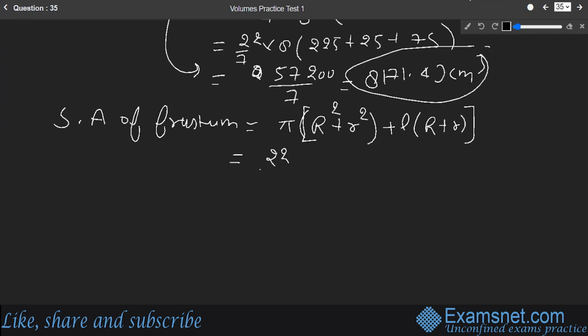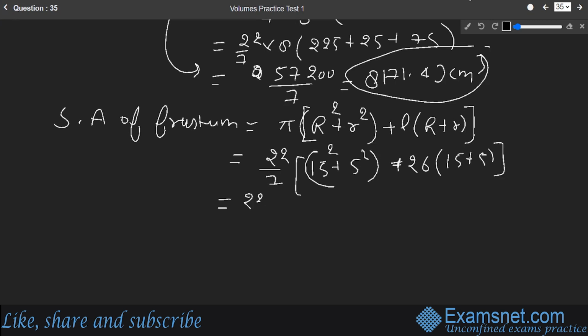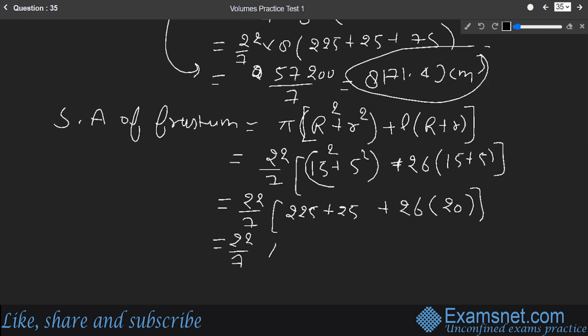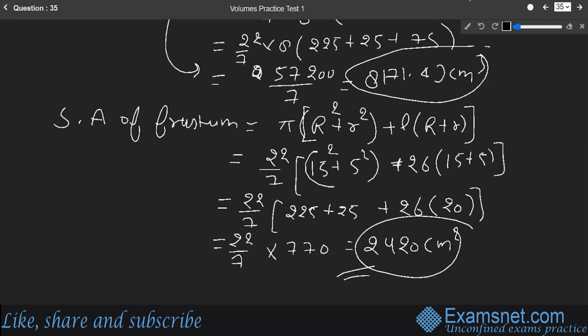It's going to be 22 by 7, capital R is 15 square, small r is 5 square, plus the slant height we just calculated, 26, times R plus r, that is 15 plus 5. So let us just solve it. This is 22 by 7 into (225 plus 25 plus 26 times 20). This ultimately comes out to be 22 by 7 into 770, that is nothing but 2420 centimeter square. So that is the surface area of the frustum.